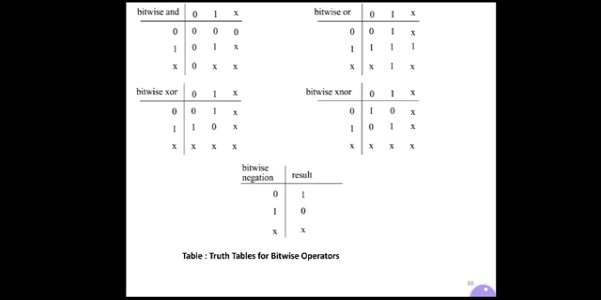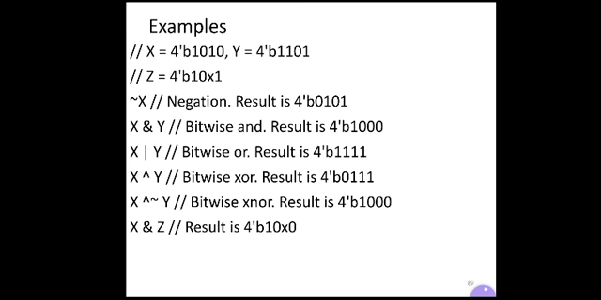Exactly the complement of this will be the XNOR operation, bitwise XNOR. And the negation operates only on the single operand. That's why if the operand is 0, the result is 1, and vice versa. For 1, it's 0. If an unknown value is there, then the result is unknown. We will see the examples.